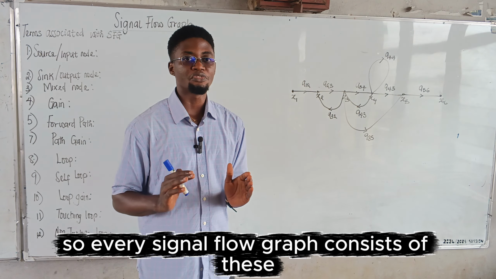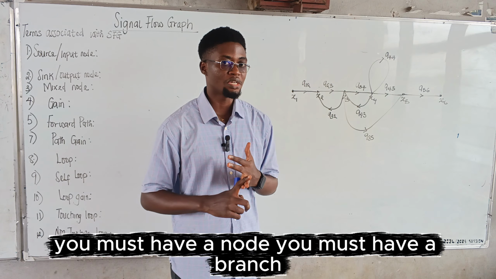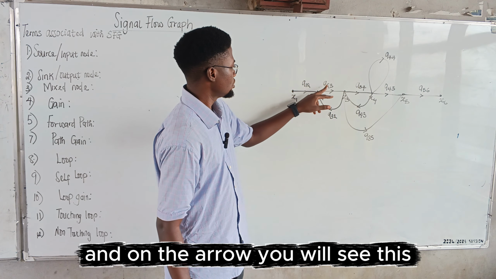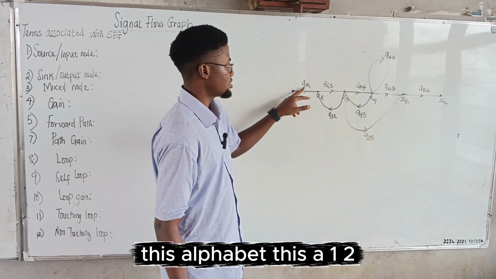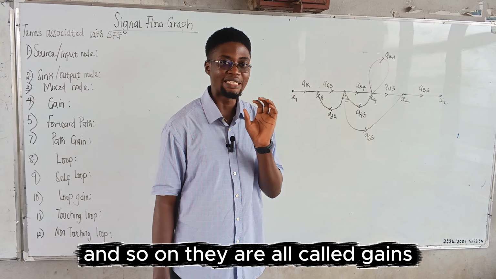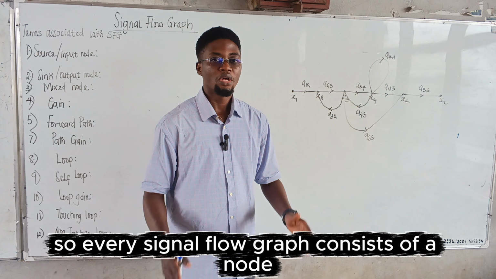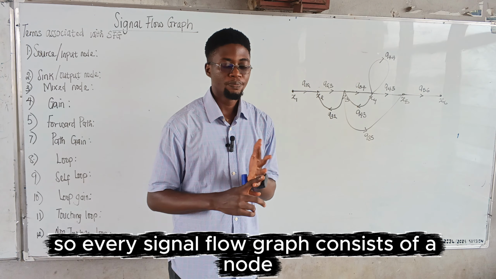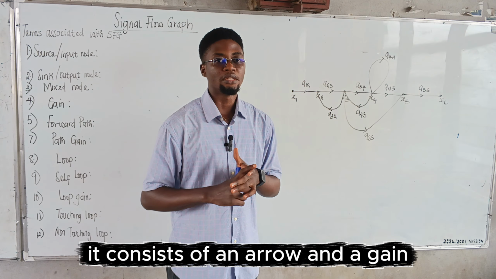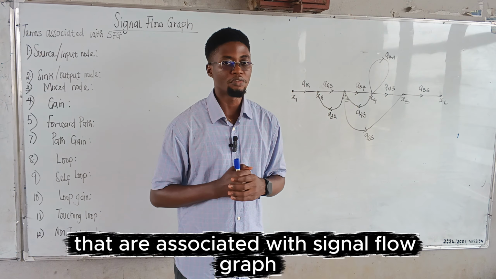So every signal flow graph consists of those elements. You must have a node, you must have a branch, and the branch must have an arrow. And on the arrow, you will see these labels: a12, a23, a34, and so on. They are all called gains. You can call them gains or transfer functions. So every signal flow graph consists of a node, a branch, an arrow and a gain.